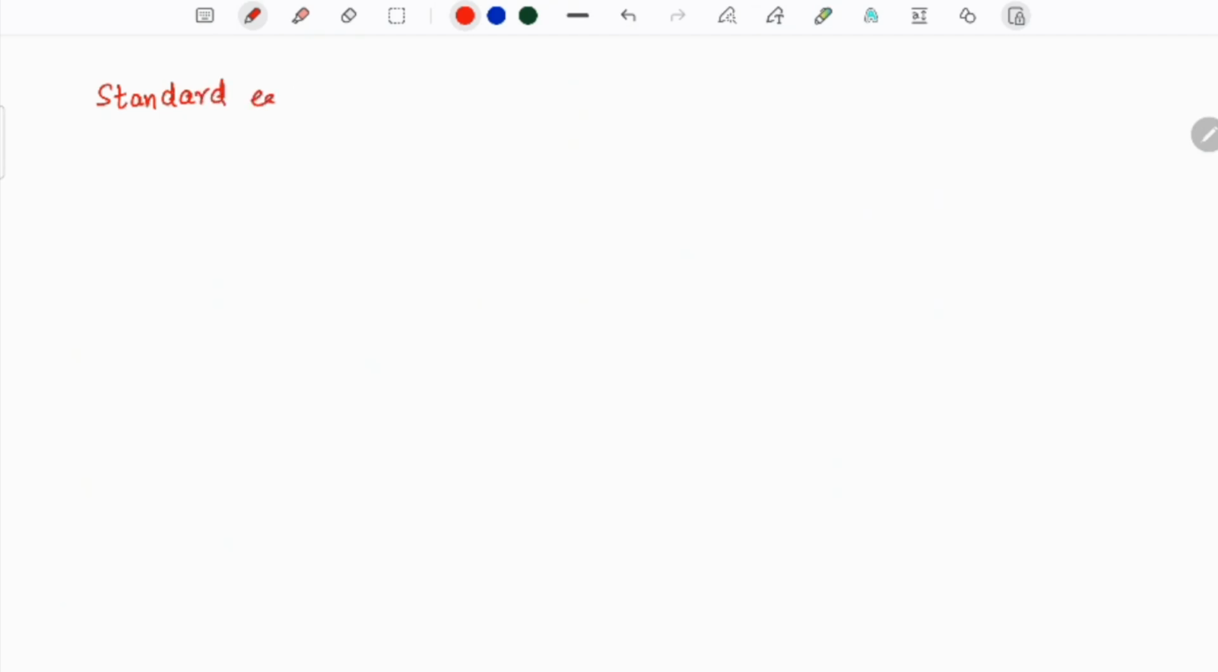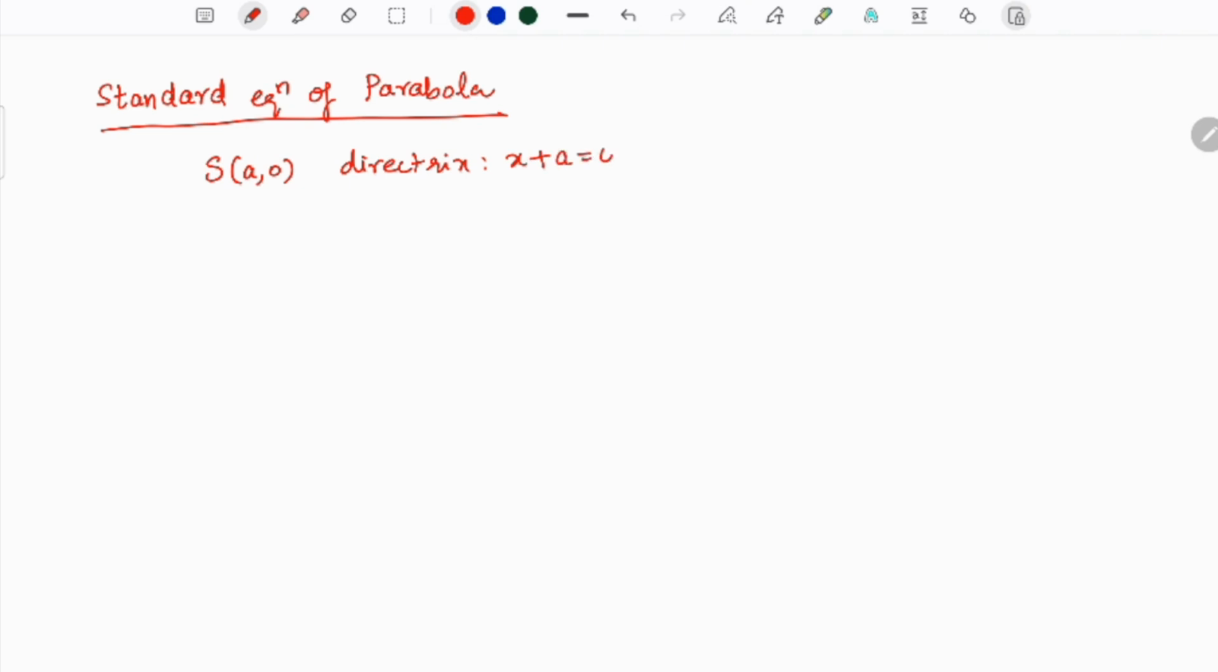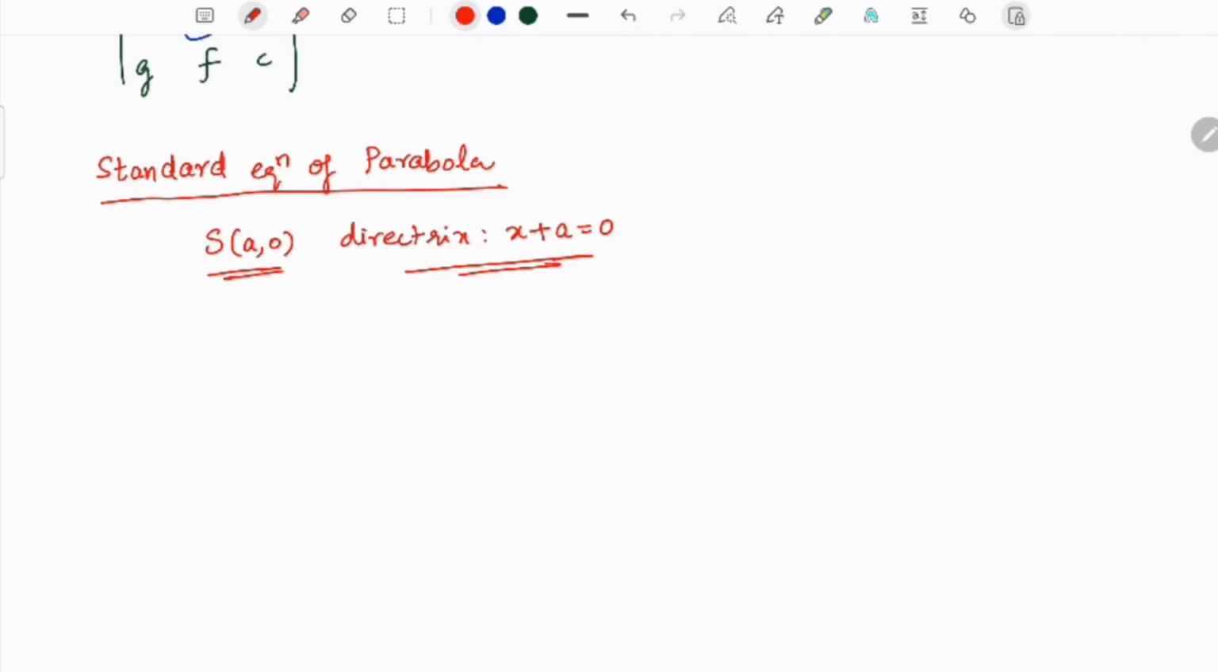Standard equation of parabola. Standard equation of parabola means we fix the focus at (a, 0) and take the directrix, which is the line x plus a is equal to 0. By taking it like this, we get one equation. That parabola equation we are referring to as the standard equation of parabola. First of all, let me discuss the case when a is greater than 0.